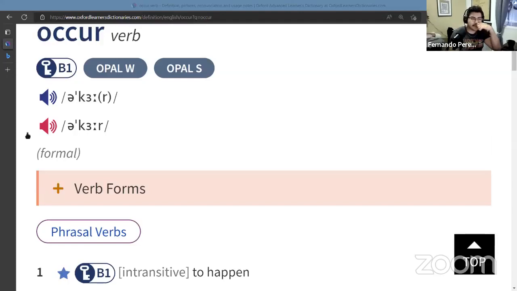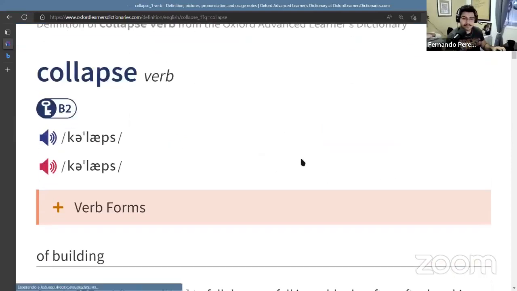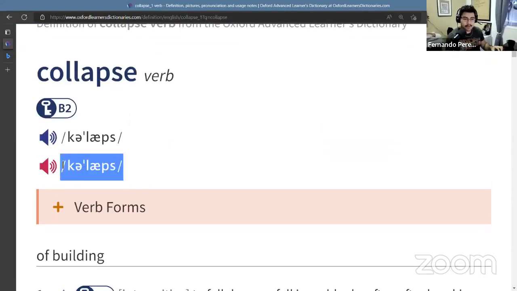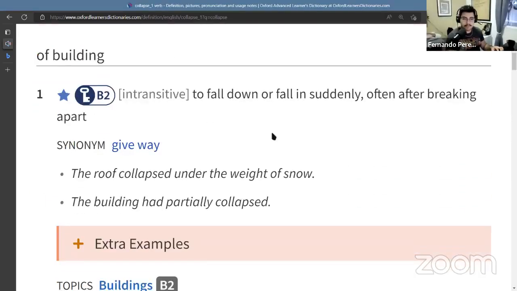The last word that we're going to use is this one. Sorry, my mouse rebelled on me. Collapse. Very good.